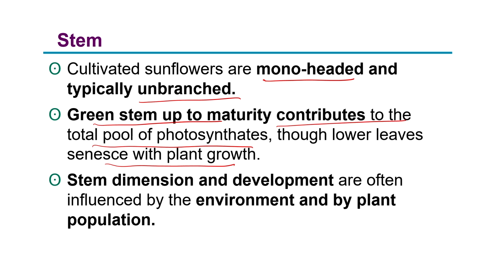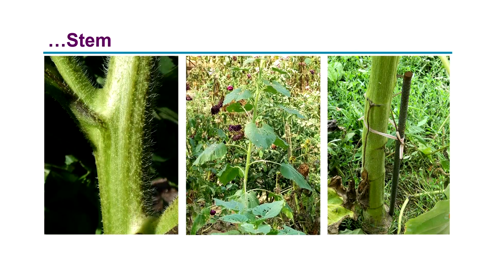Stem dimension and development are often influenced by the environment and by the plant population. If plant population is less, you can have a thicker stem. If plant population is more, then you can have a slightly thinner stem. You can see the stem here, it is kind of a spiny stem, and it is green in color. The stem will bear only one head on the top, and you are seeing the arrangement of the leaves here. On the right side also you can see the stem of the sunflower.